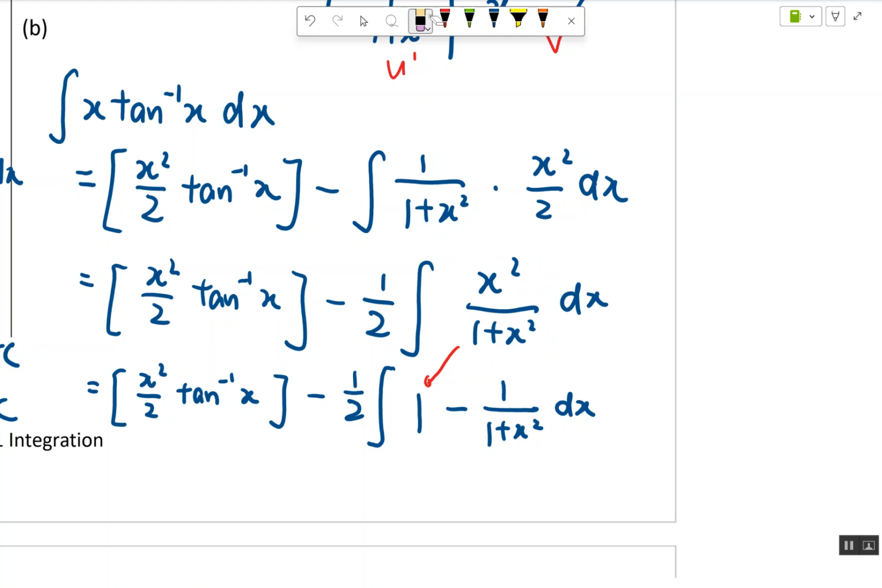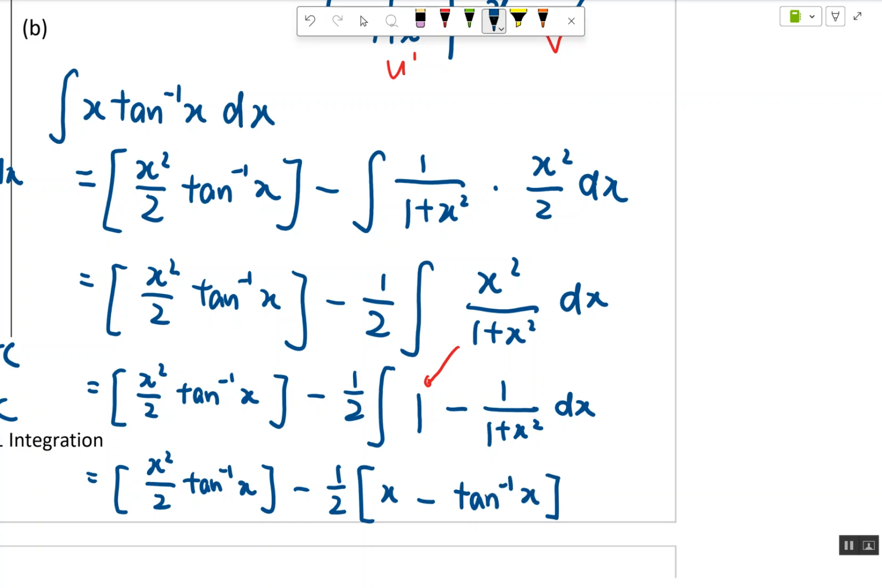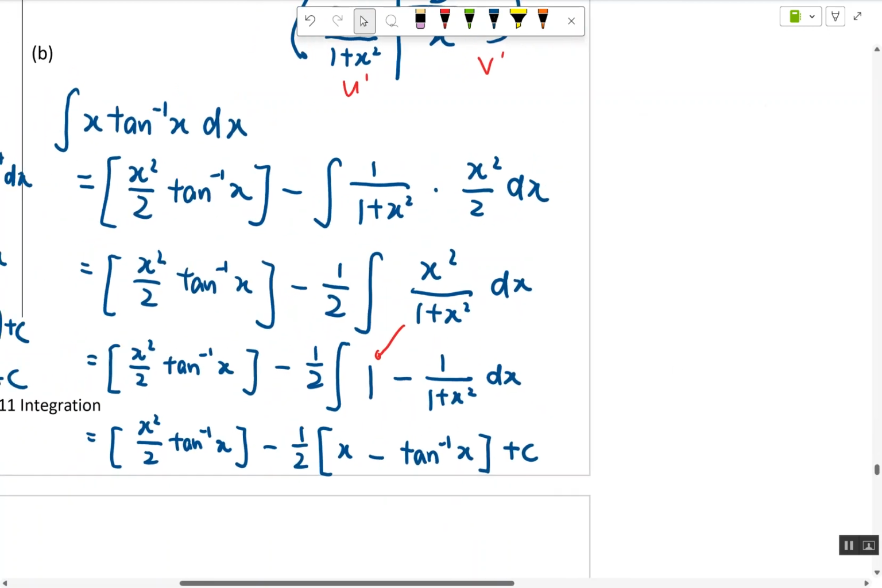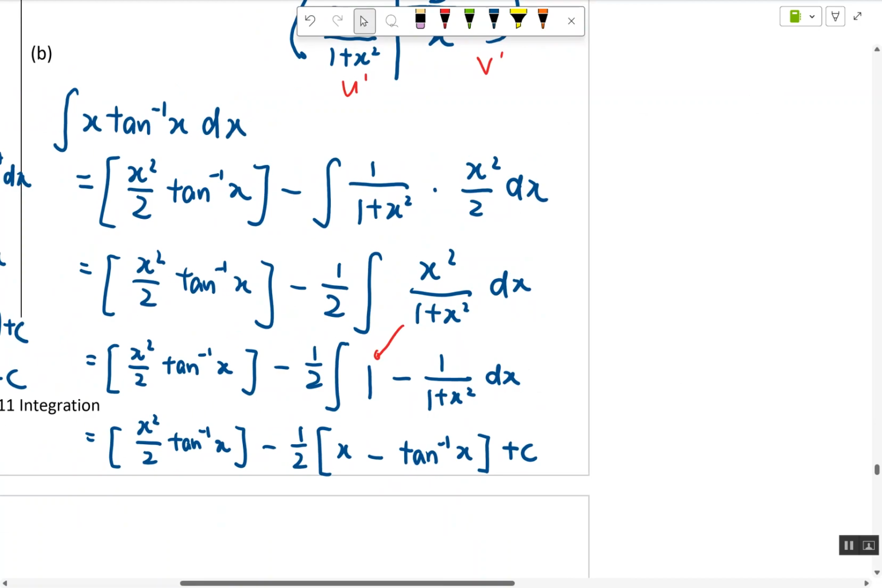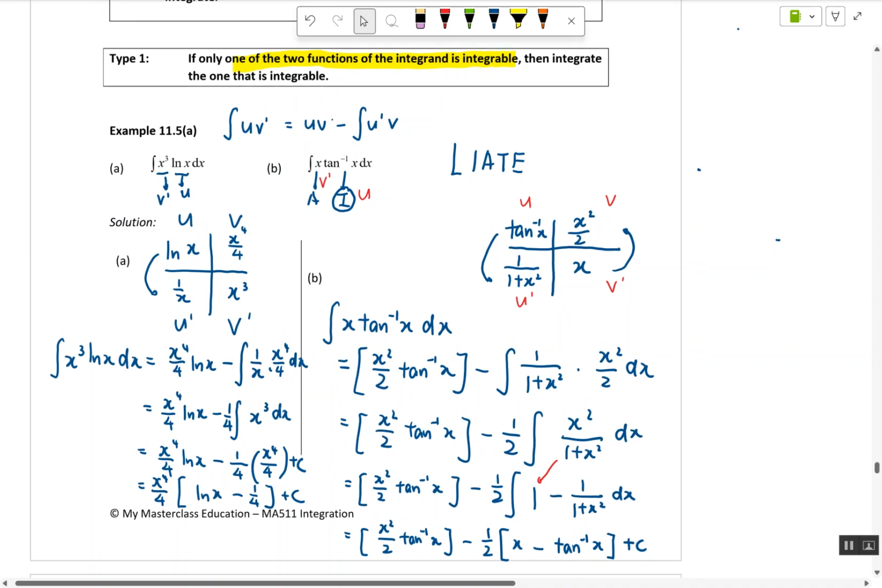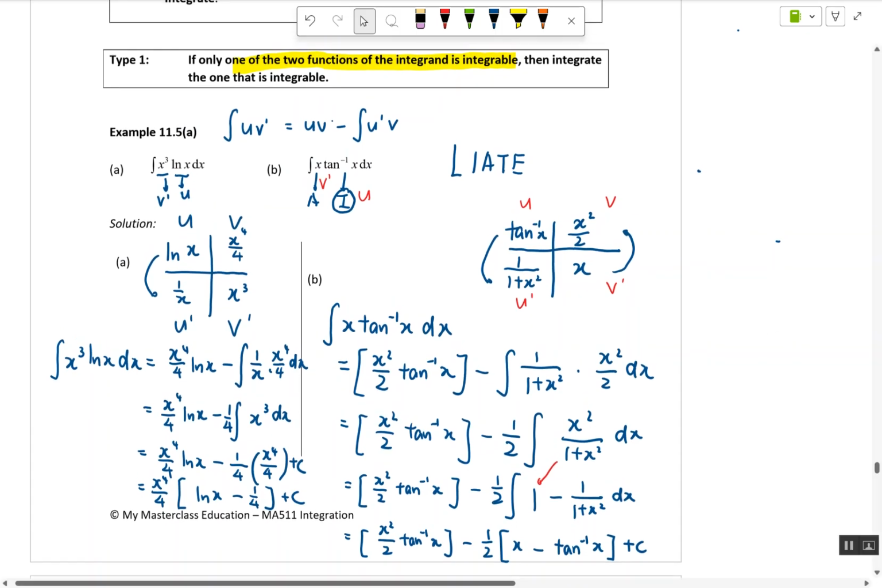With this, I keep writing over here: minus half, integrate 1 to get x, integrate 1 over 1 plus x squared. If this doesn't come immediately to your mind, it means your integration technique is not strong enough, so please practice more on that. Plus c, and all you need to do is expand the whole expression to make it nice, and that would be your answer. So this is the first type of integration by parts: integrate the only one that is integrable, or differentiate the only one that can be differentiated in the expression.